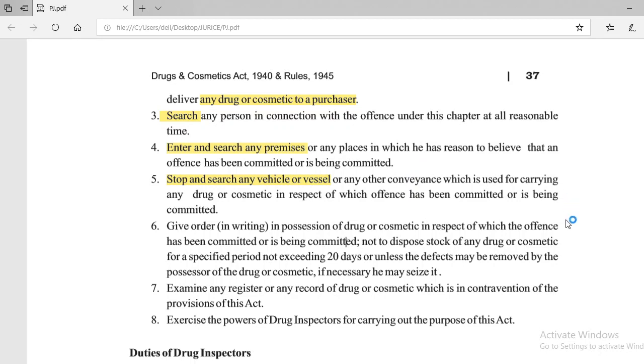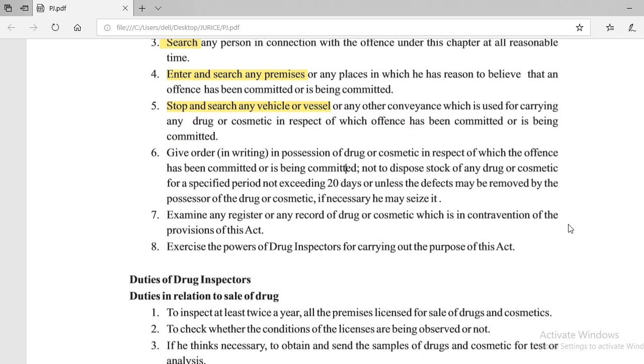Okay. Then the sixth one is he can give an order to the person in possession of a drug or cosmetic in respect of which the offense has been committed or is being committed, not to dispose of the stock of any drug or cosmetic for a specified period not exceeding 20 days, or unless the defects may be removed by the possessor of the drug or cosmetic. If necessary, he may seize it. Now this is also an important power given to the drug inspector, wherein he can give the order in writing that in possession of a drug or cosmetic in respect of which the offense has been committed.